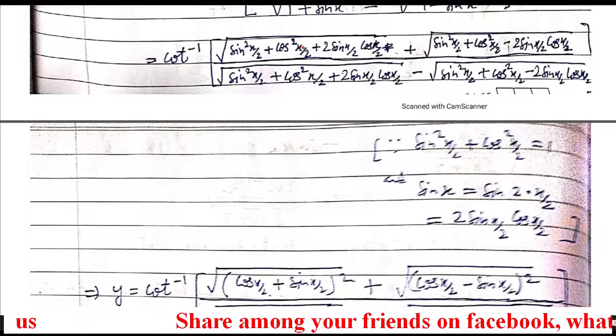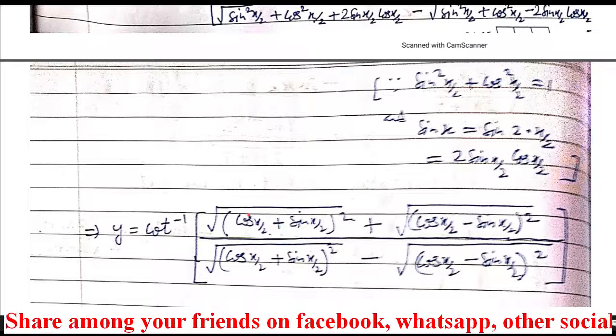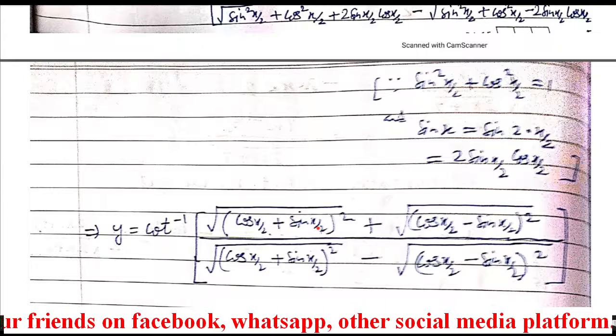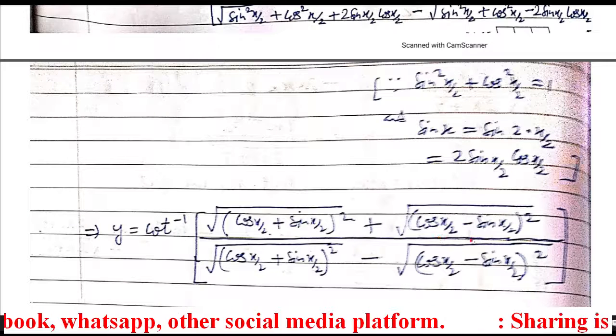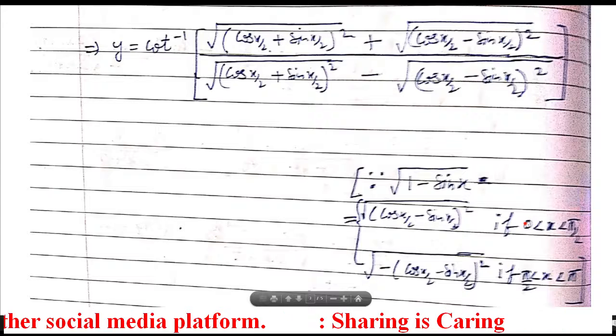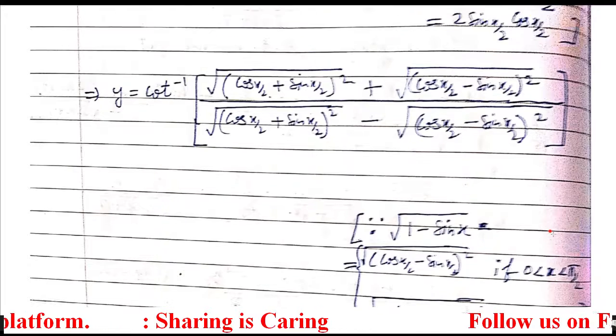We had used the a plus b whole square. So where the plus sign is there, it's not a problem. You can write cos of x upon 2 plus sin x upon 2, as well as you can write sin x upon 2 plus cos x upon 2. But when you write it for the minus, you should take care about these two conditions. It depends on which quadrant x belongs to.